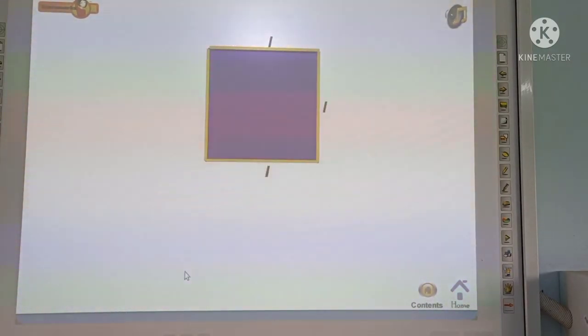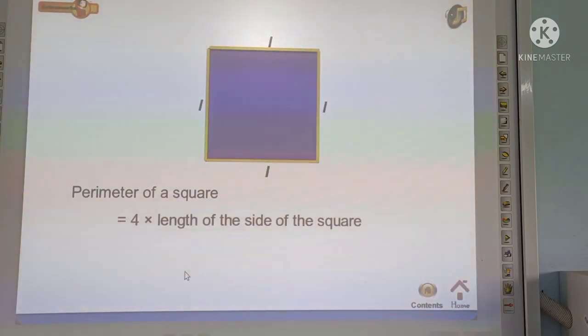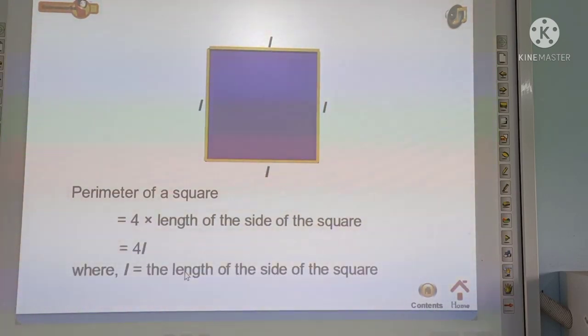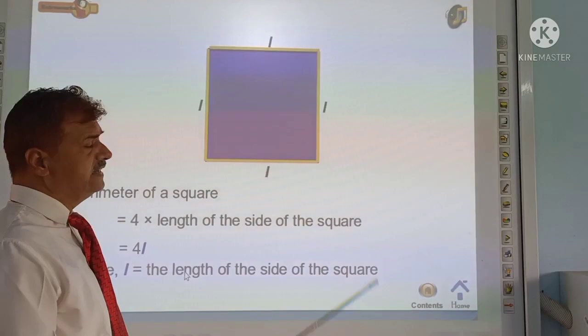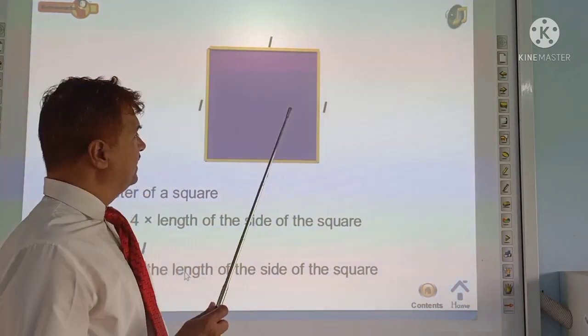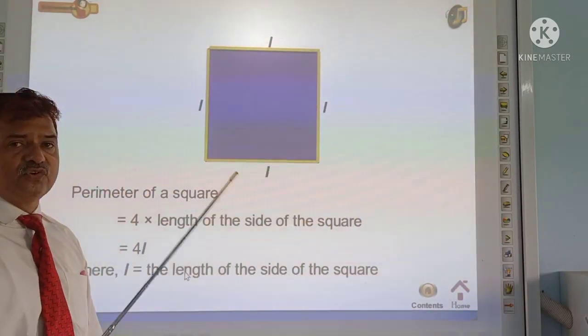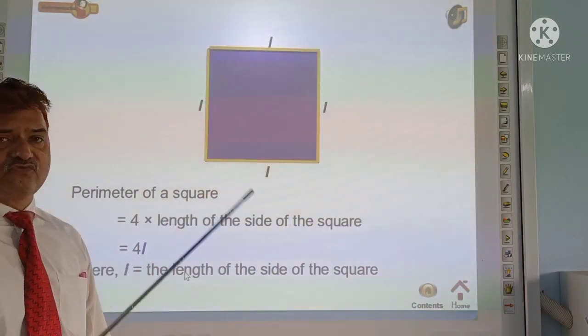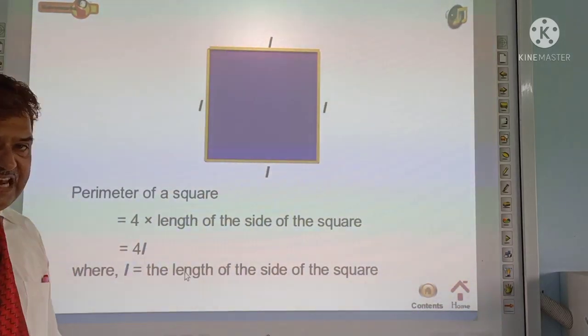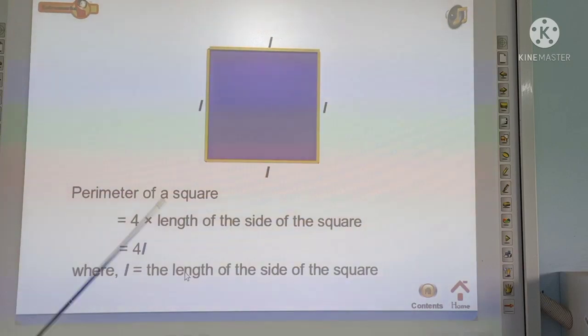Similarly, the perimeter of a square is equal to 4 multiplied by the length of the side of the square, or 4L, where L is the length of the side of the square. In the equilateral triangle there are 3 sides, and here is a square having 4 sides. So the perimeter of a square is equal to 4L because the sides are 4.